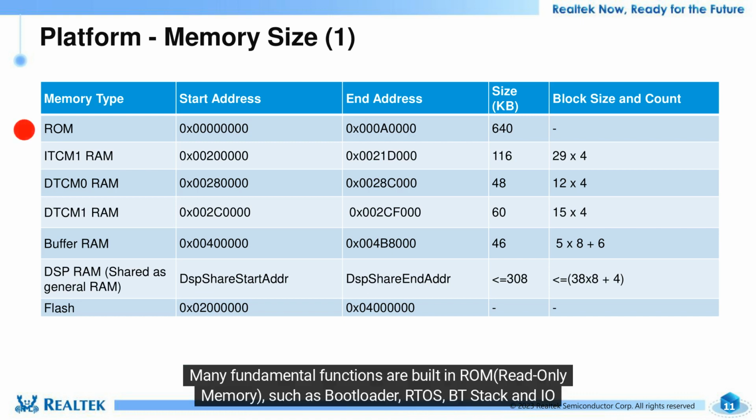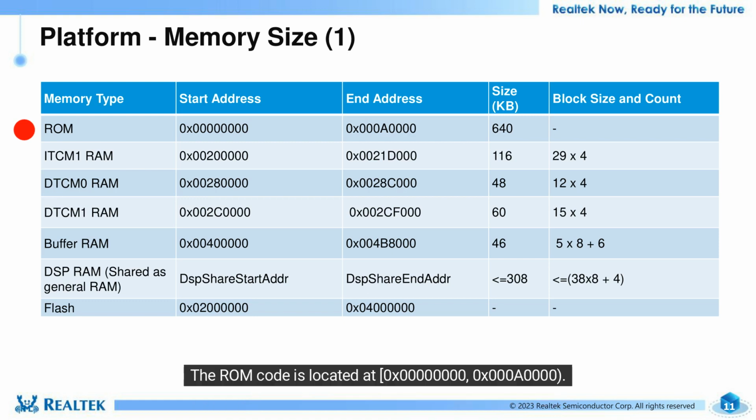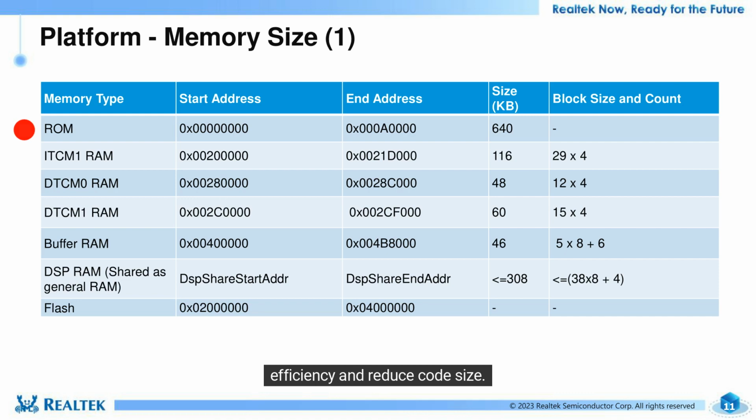Many fundamental functions are built in ROM, read-only memory, such as bootloader, RTOS, BT stack, and I/O drivers. The ROM code is located at 0x00000000. RTK offers abundant APIs for users to access most of the ROM functions, which can improve users' development efficiency and reduce code size.